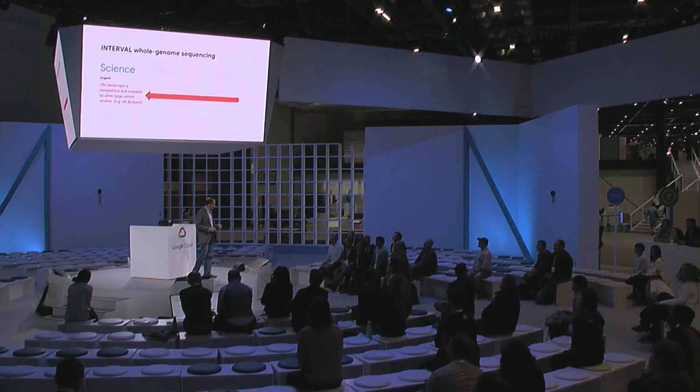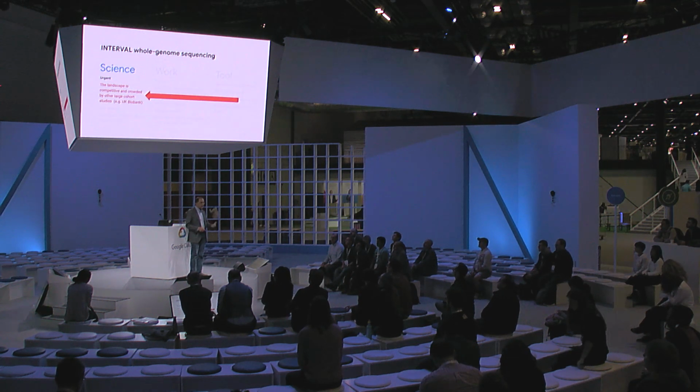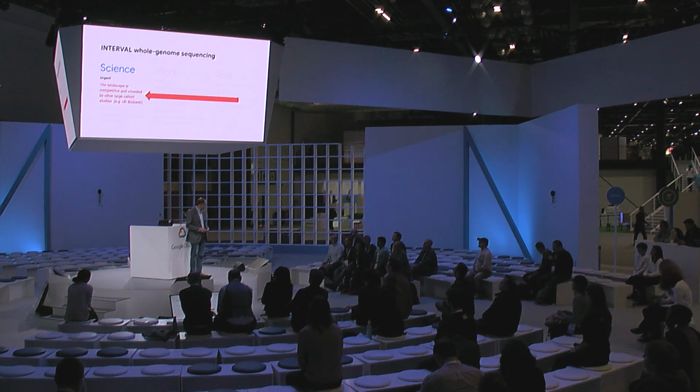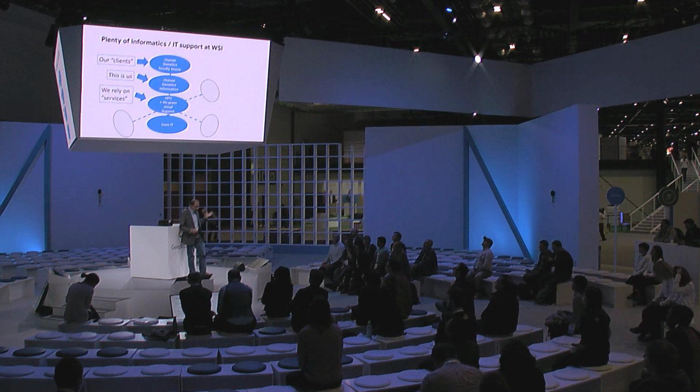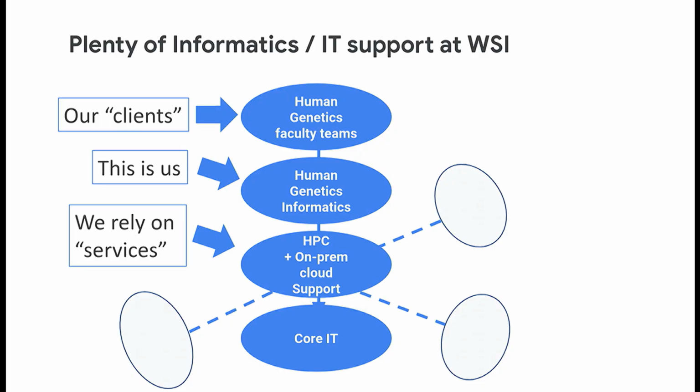I should point out again, before I leave this slide, that urgency is critical here. The landscape is competitive, and I can't afford delays of months while we sort out technical hoopla. So it turns out there's plenty of informatics support at Sanger. This is what the group stack looks like. We're in the middle, we're the HGI program, but above us we are servicing the human genetics faculty, and we rely on the services of high-performance specialists and on-prem cloud specialists below us, and they rest on an IT core below them.